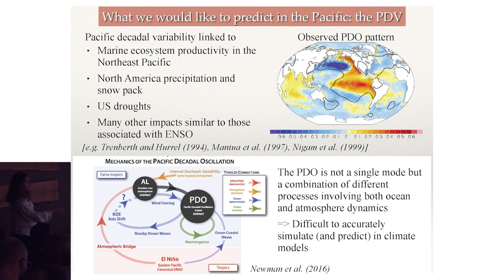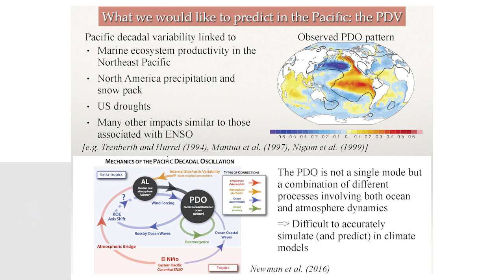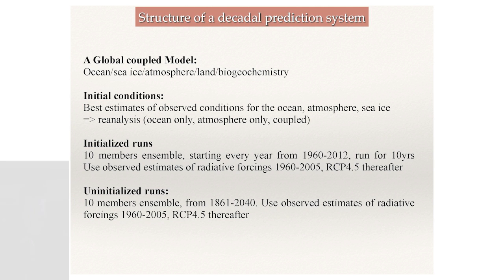So this PDO has been associated to snowpack, as I said, in North America, in particular US drought, and a number of changes in particular in ecosystems. So there is a lot of interest in trying to predict that. So what makes a decadal prediction system?